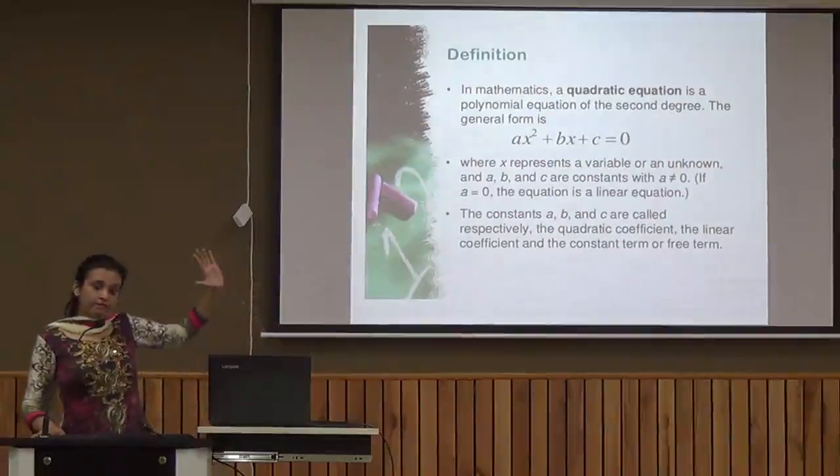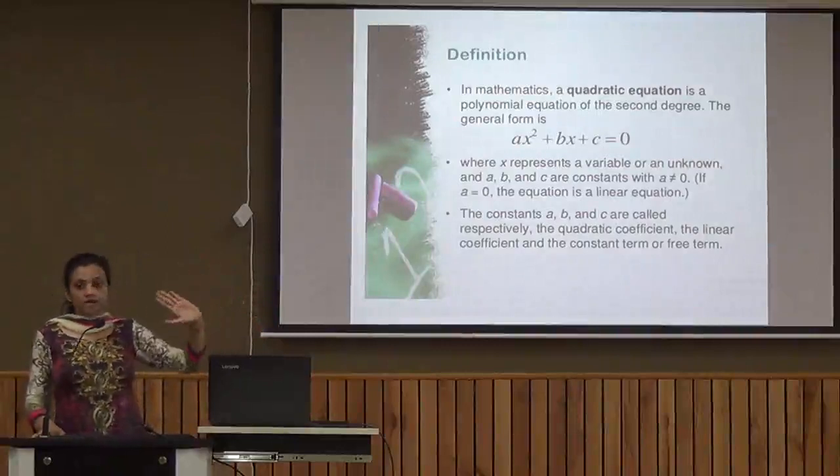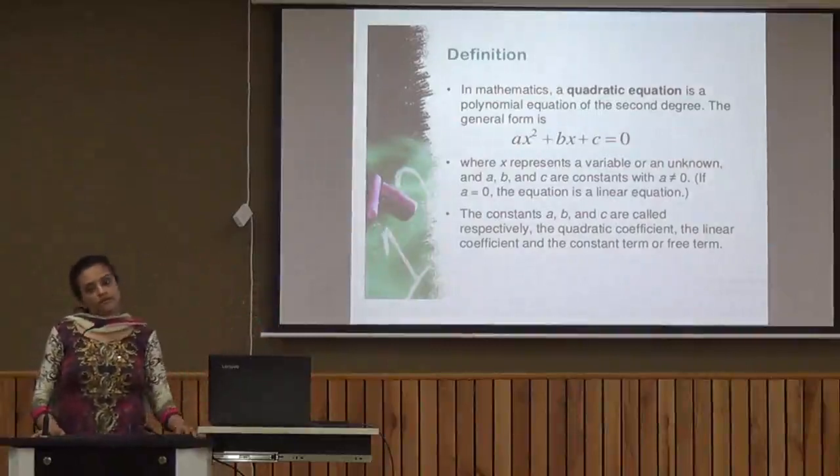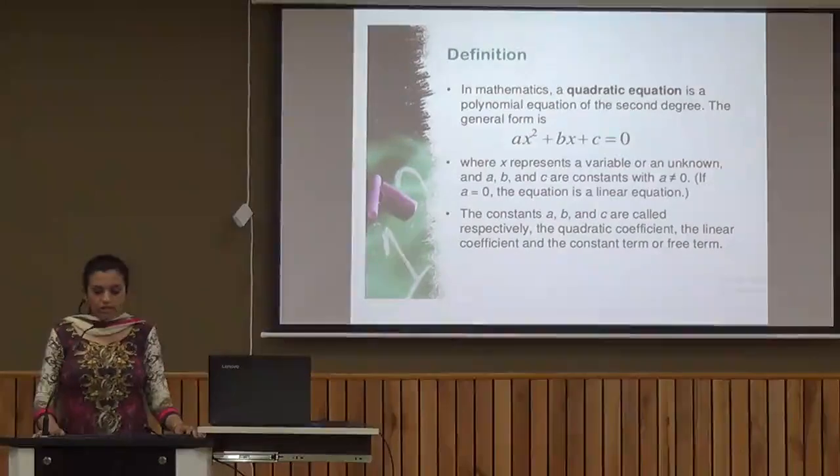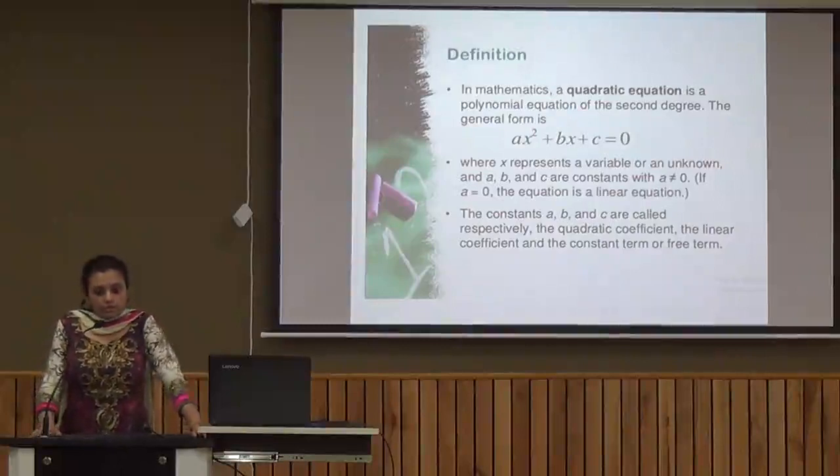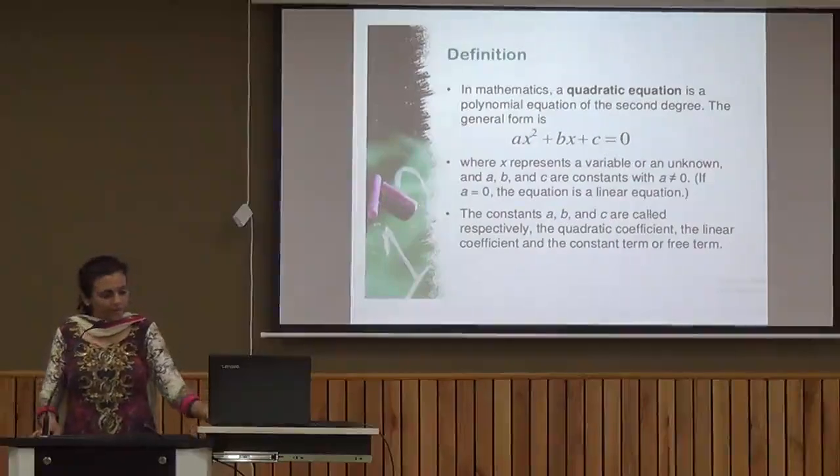That is, if the term is x squared, that is a quadratic term, the coefficient is called the quadratic coefficient. For the linear term, the term which is linear, the coefficient is called the linear coefficient, and the constant is also called the free term because obviously, it's free of any variable.